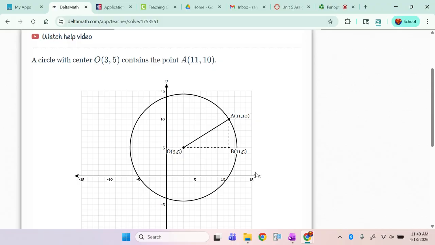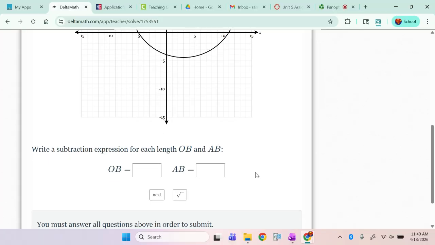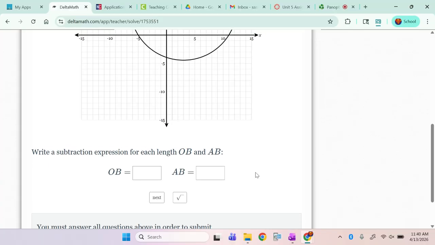All right, so what it says here is that this circle has a center point O, which is at (3, 5), and a point on the circle is letter A, which is at (11, 10). Now, they place a random point within the circle, B, at (11, 5). They want us to write a subtraction expression to find the length of OB and AB.